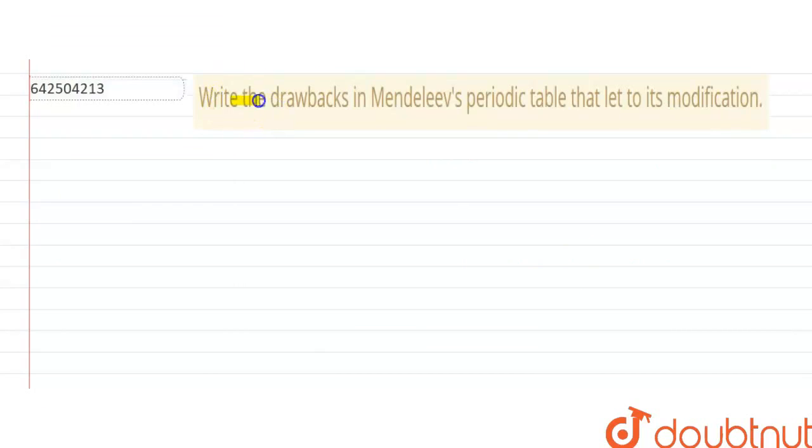Okay, so hello everyone. Now this question asks us to write the drawbacks in the Mendeleev's periodic table, and that led to the modifications. So we have to basically tell the drawbacks in the Mendeleev's periodic table.